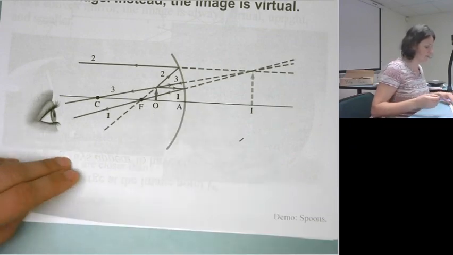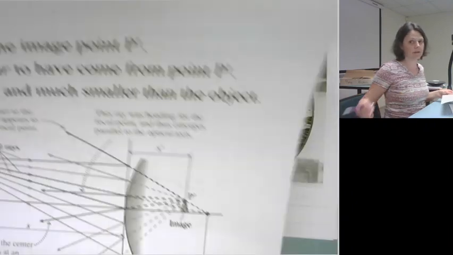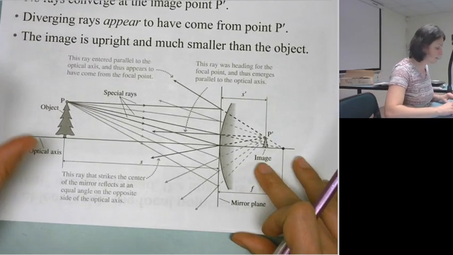I don't like that third ray, so we're not going to draw it that way. So let's do an example. We're not ready to do an example just yet. We're going to talk about some more mirrors.